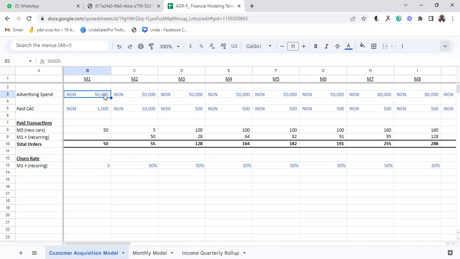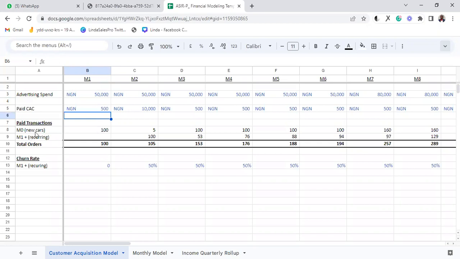The total amount spent on marketing divided by the total number of people gotten from that campaign. That gives you the cost of acquiring one customer, right? So you spend 50,000 and you got 50 people. What it means is that you are doing what? You are spending 1,000 naira per person. Now, if you spend 50,000 and you get 100 people, what it means is that you are spending 500 naira per person.